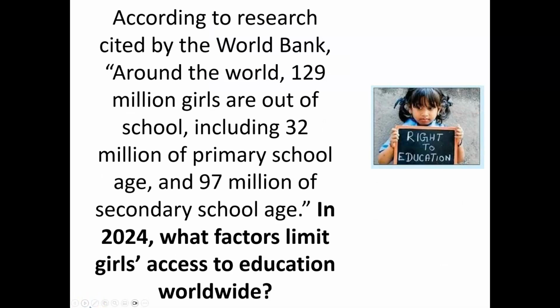Next, according to research cited by the World Bank, around the world, 129 million girls are out of school, including 32 million of primary school age and 97 million of secondary school age.